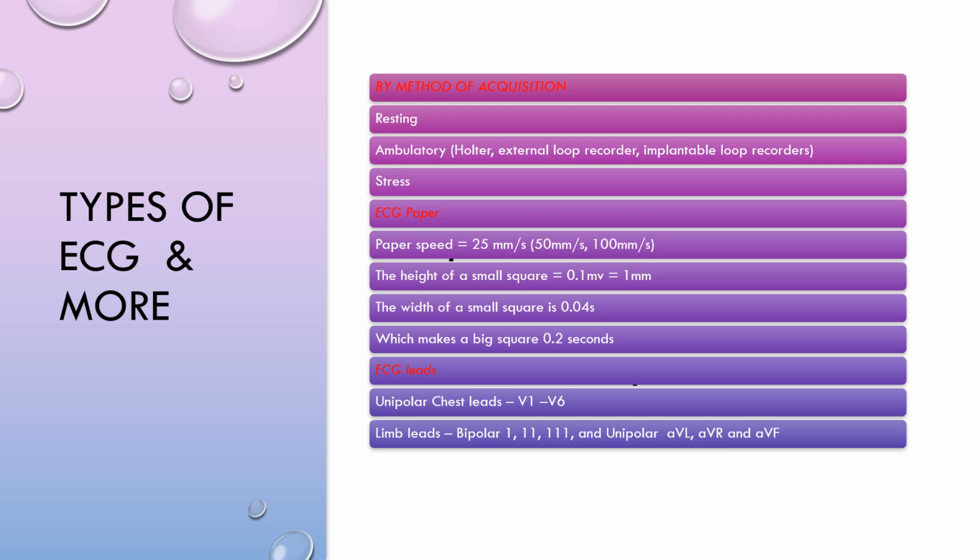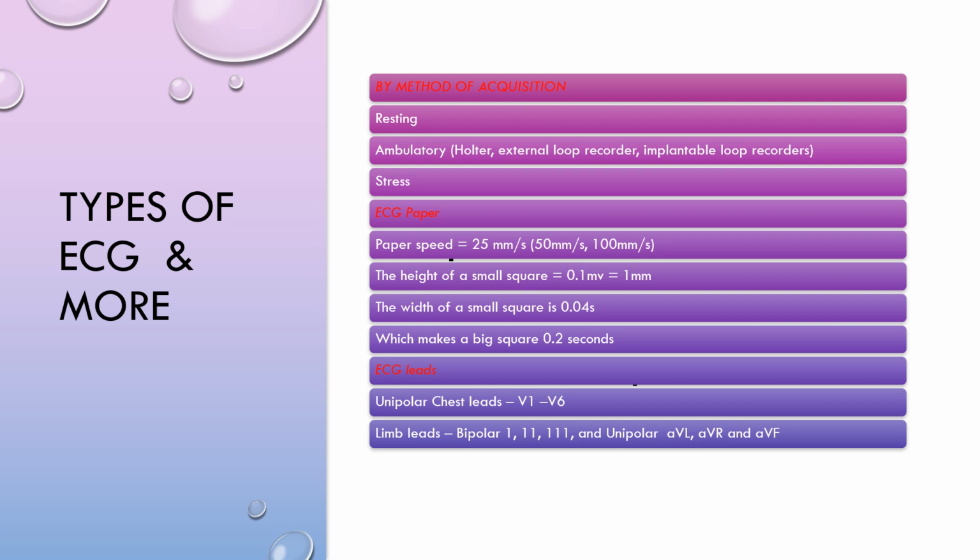So for the paper speed of 25 millimeters per second, which is regular, the height of one small square is 0.1 millivolt, and this is the equivalent of 1 millimeter. The width of a small square is 0.04 seconds, which makes one big square 0.2 seconds because there are 5 small squares in one big square.